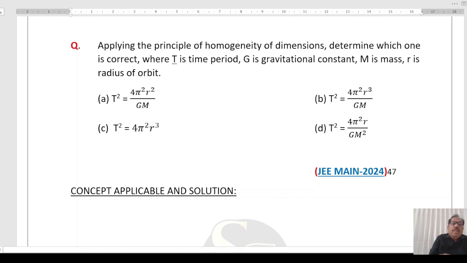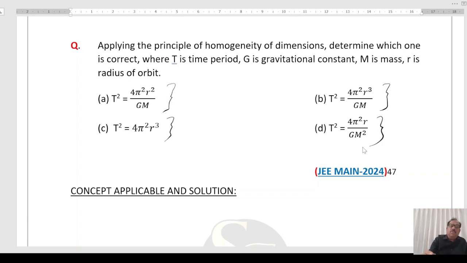Question is, applying the principle of homogeneity of dimensions, determine which one is correct. Where T is the time period, G is the gravitational constant, M is the mass, R is the radius of orbit. T square equal to 4 pi square R square over GM. T square equal to 4 pi square R cube over GM. T square equal to 4 pi square R cube. T square equal to 4 pi square.